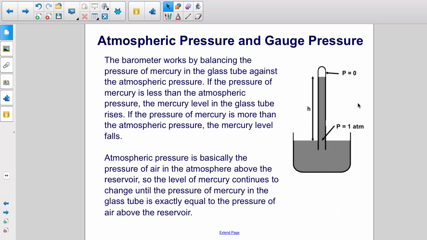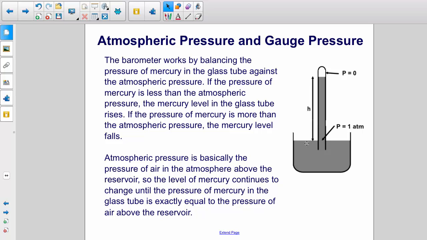The barometer works by balancing the pressure of the mercury in the glass tube, caused by, as we know, rho g h, the height of the mercury and its density, against the atmospheric pressure, which is pressing down on the mercury in the reservoir. If the pressure caused by the mercury is less than the atmospheric pressure, the mercury level in the glass tube rises. If the pressure of the mercury is more than the atmospheric pressure, the mercury level falls.